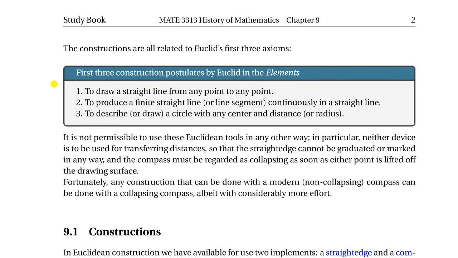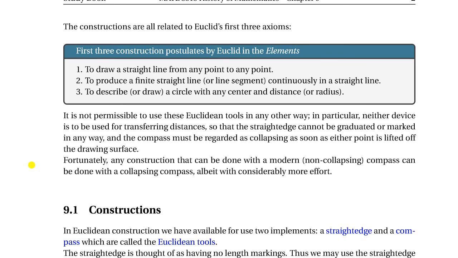And there are very famous construction postulates, which I mentioned. Draw a straight line from any given point to any point. Of course, you can do that. And produce a finite straight line, or line segment, continuously in a straight line. So we can just extend it straight right there. Describe a circle with any center and radius.